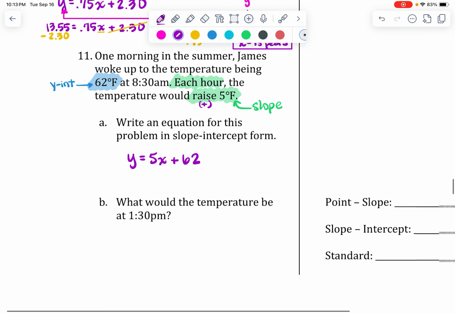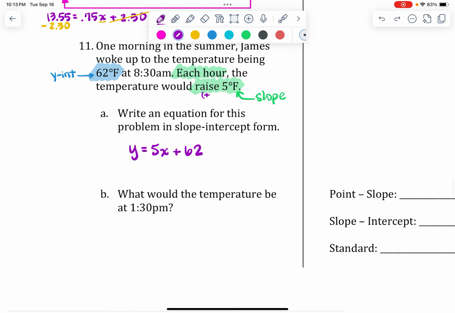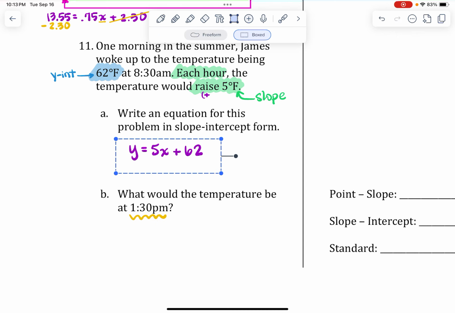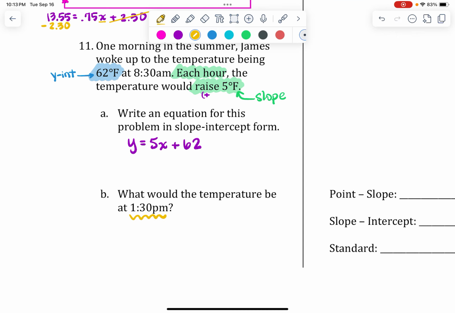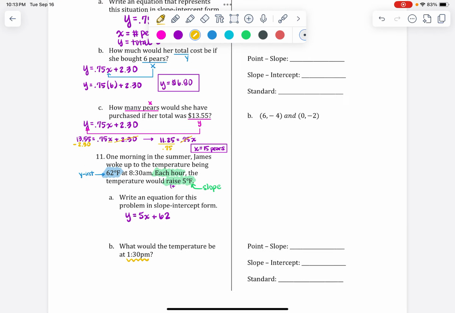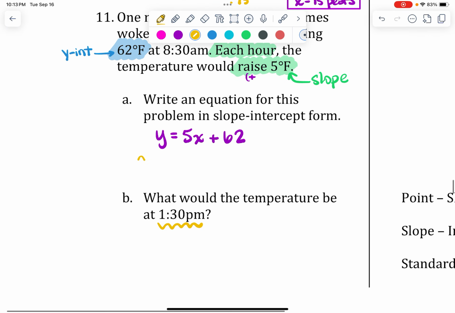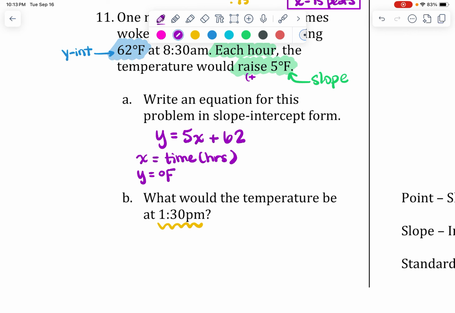Now this one's kind of tricky because it says, what would the temperature be at 1:30 p.m.? Oh, hold on, I got a little ahead of myself. Let's write down what those x's and y's are really quick, just like we did with the pairs. In this case, x is time, it's going to be hours. Remember, x is always time. And y is going to be degrees Fahrenheit.